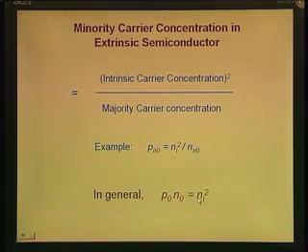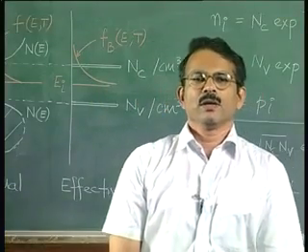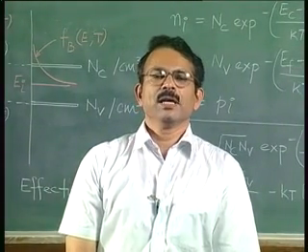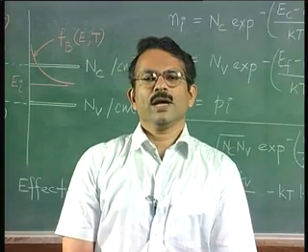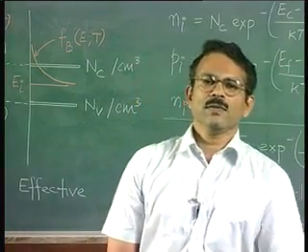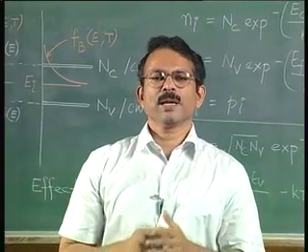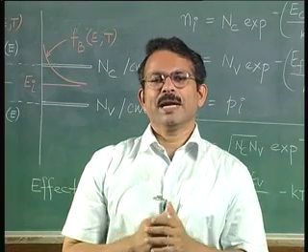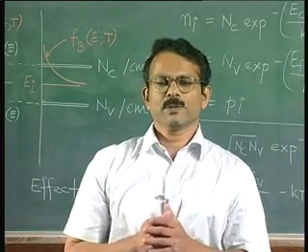Now the way we will proceed for deriving this information will be the same as that we have used for deriving the intrinsic carrier concentration. That is, we will first consider a bond model, a simple qualitative model of the semiconductor, and then we will consider the energy band model of the doped semiconductor.